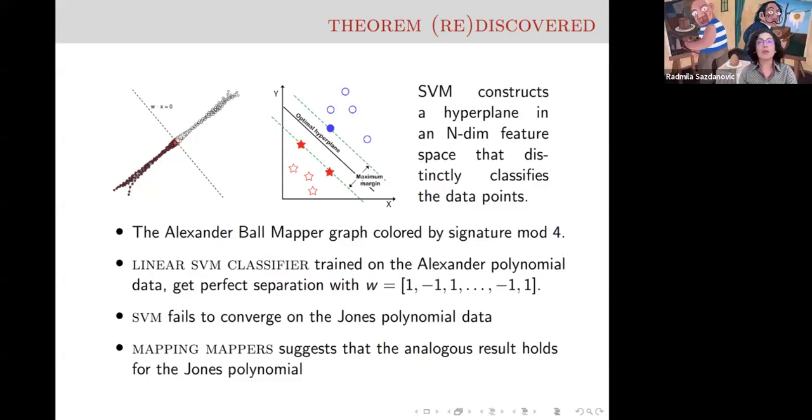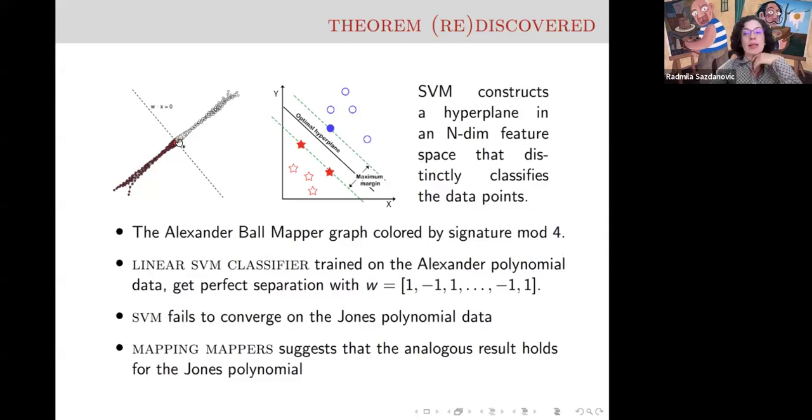Okay, so what I would like to say is that we actually rediscovered, we did not find new theorems, but we rediscovered an old theorem. So remember that the data split into ball mapper graphs of both Alexander and Jones, where we have mod 4 equals 0 on one side, mod 4 equals 2 on the other side. And then we have a messy core.